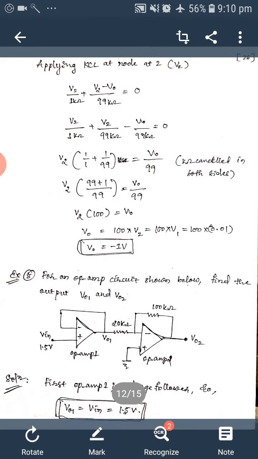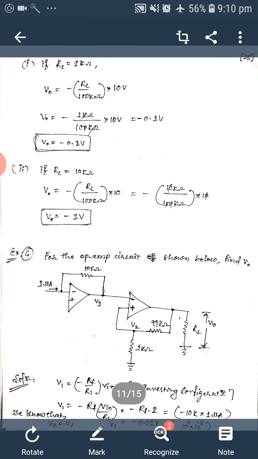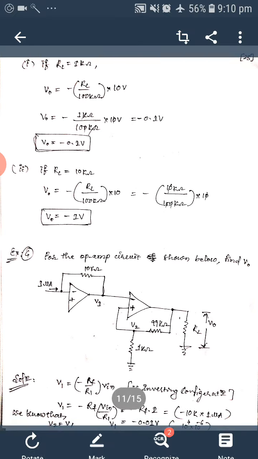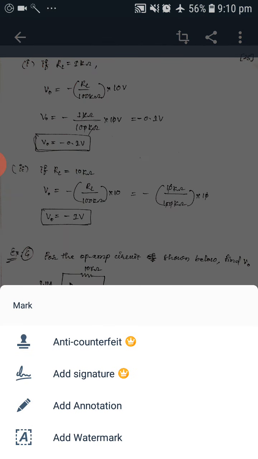So we can see that this looks like an inverting amplifier, but it is not an inverting amplifier because the feedback is positive. Because of that we need to apply KCL and calculate the voltages.